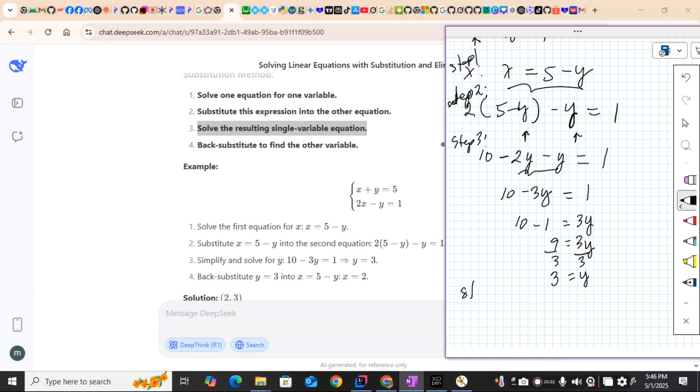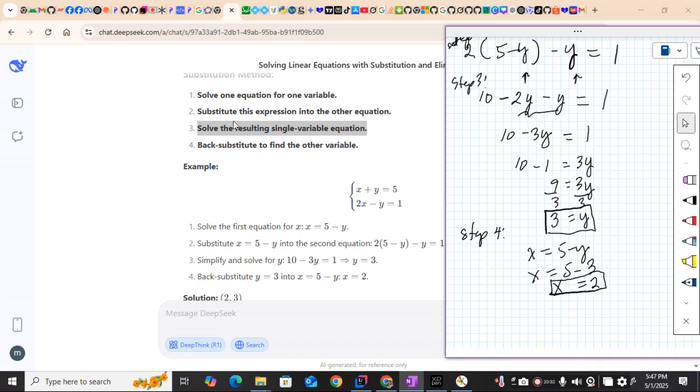For the last step, step 4, we can substitute it back to x equals 5 minus y, and we know that our y now is 3. All we need to do now is substitute 3, so our x now is 2. And that's it. We have accomplished every step here.